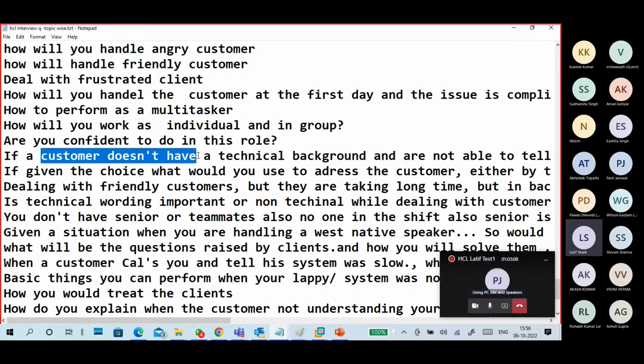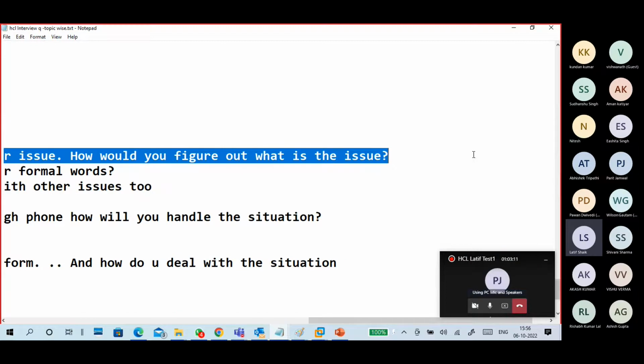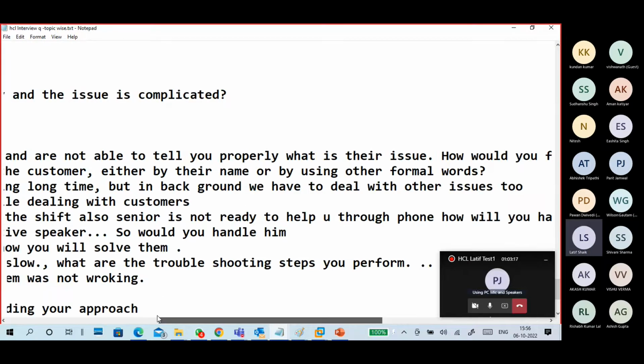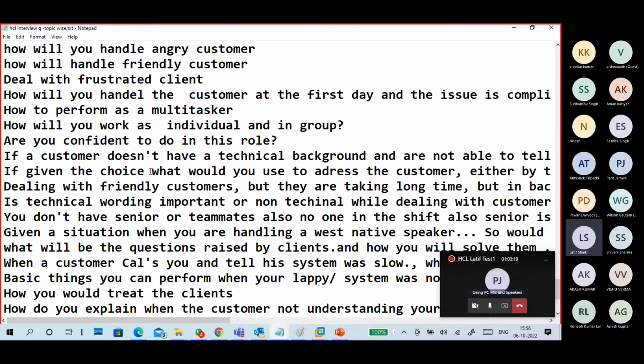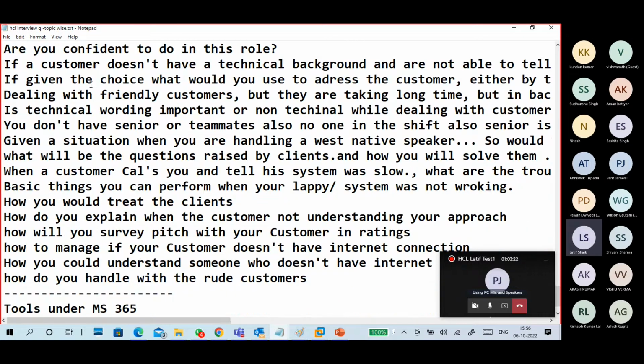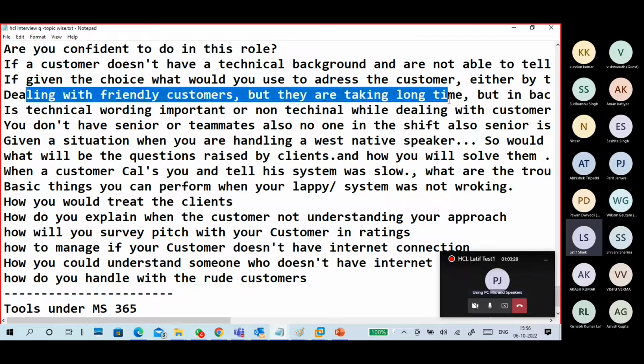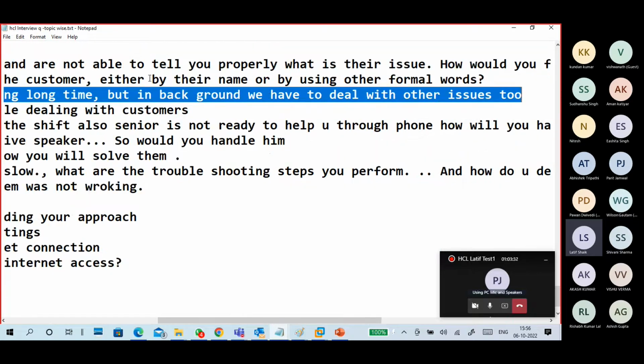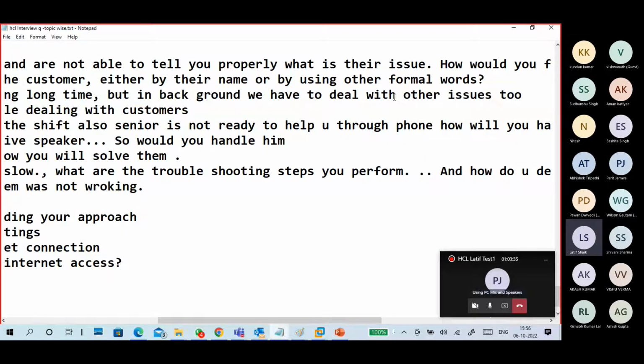If the customer does not have a technical background, how will you be able to tell the issue? How do you figure out what the issue is? This kind of question is there. If you are given a choice to deal with a friendly customer for a very long time, I said no, because that takes a long time. In the background, we have to deal with other issues too.